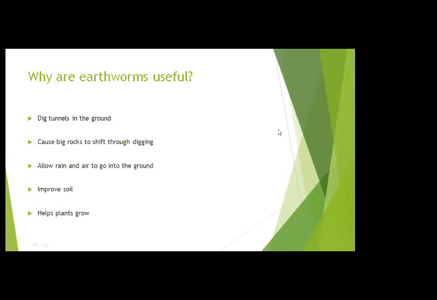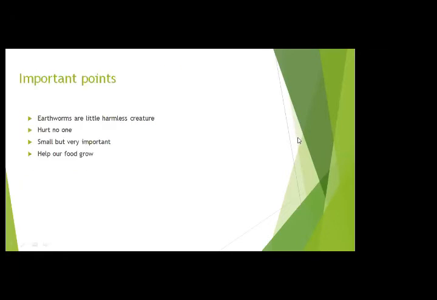Now, the next one is some important points about the earthworm. Earthworms are little harmless creatures. They don't harm anyone. They don't hurt anyone. They are small, but they are very important. Why are they important? Because they help our food grow. What does it mean, food grow? Food grows in plants. We get each and everything from plants. If I talk about fruits, vegetables, crops, and medicines, these all come from plants.